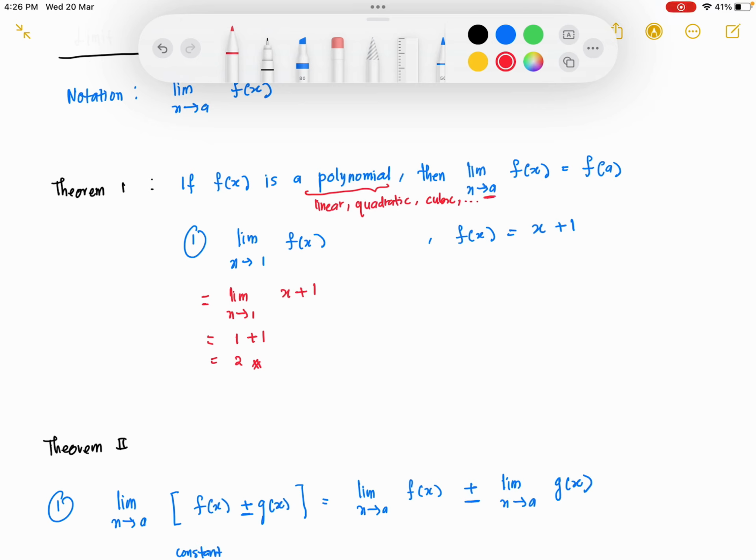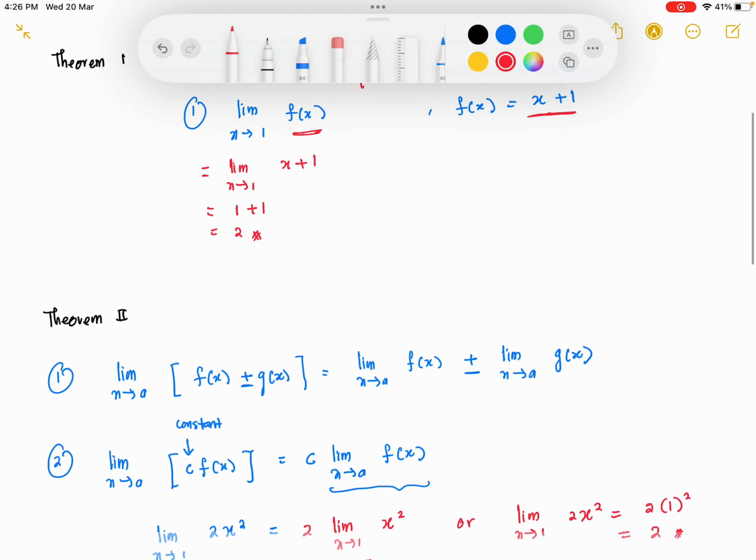a into f(x). Okay, for example, if we have the limit as x approaches 1 of f(x), where this f(x) actually equals x plus 1. So how do we solve this limit? It equals the limit as x approaches 1 of x plus 1, and then next we substitute the value x equals 1 into x plus 1, and the final answer is equal to 2.